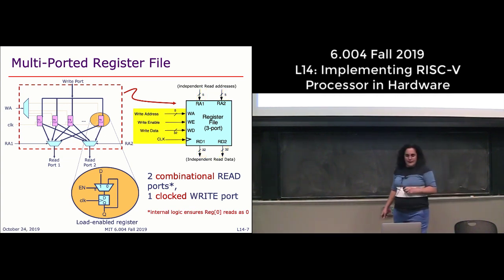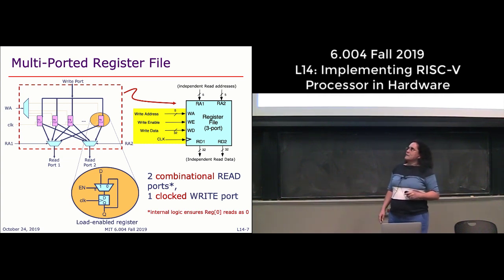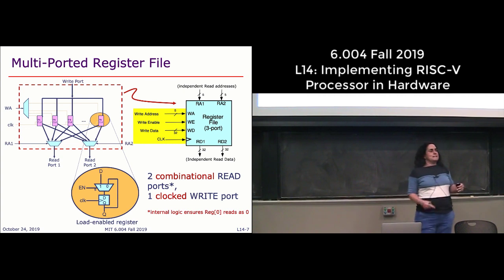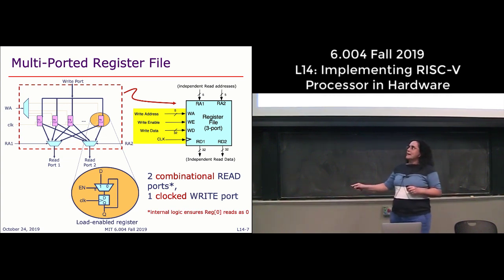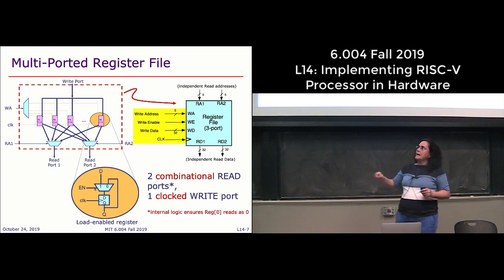Okay? Then I have my write side, and so for the writing, I have a write address, which again is 5 bits to say which register I want to write to. I have a write enable, which is saying, am I actually permitting a write to the register or not? I have the write data, which is the 32-bit value I'm going to write to that register. And finally, we have our clock. So how does our register file work? This is the key, okay? Reads are combinational and writes are clocked, okay?